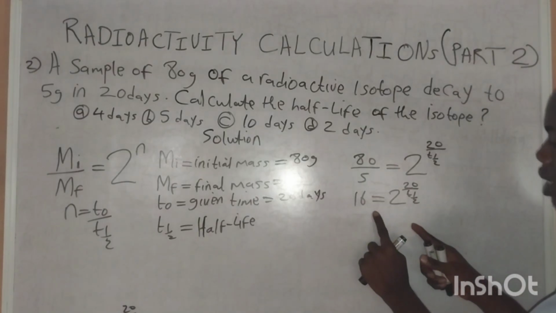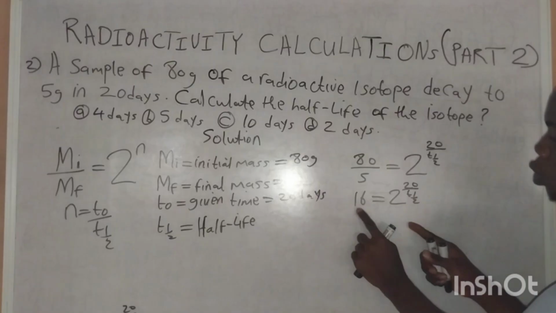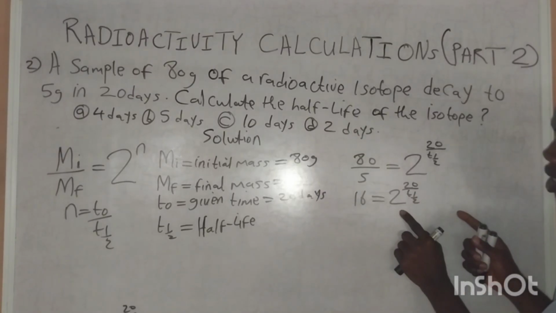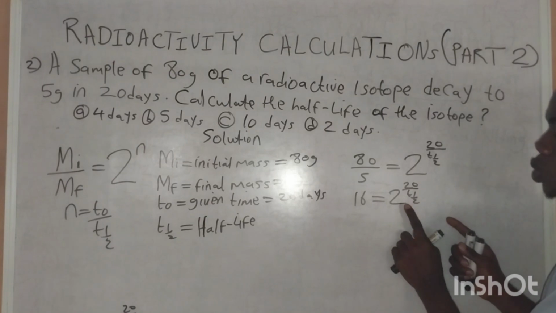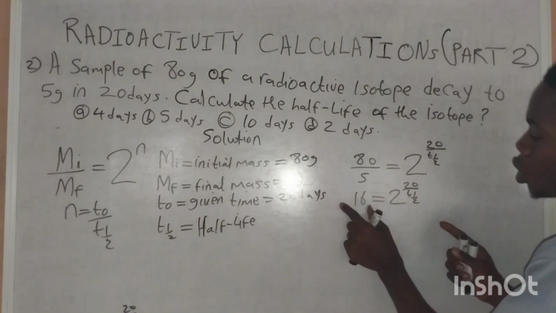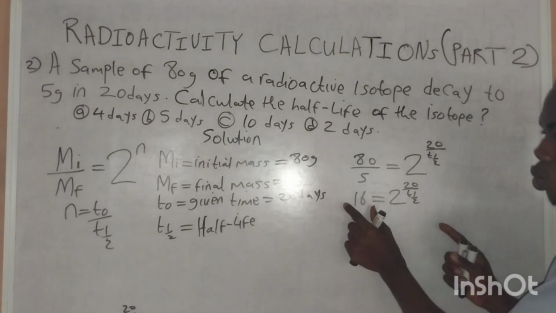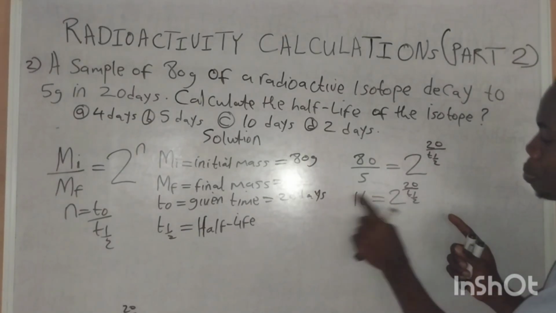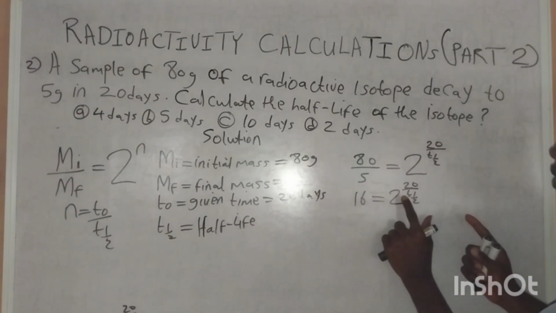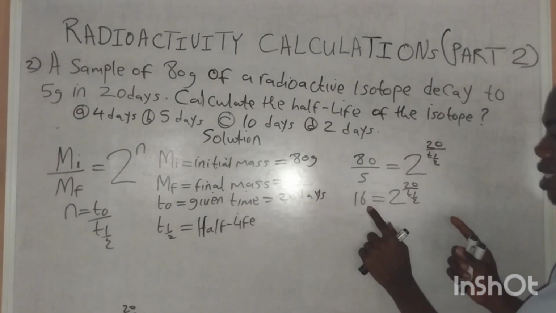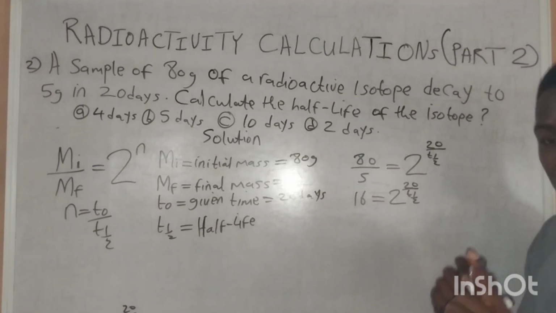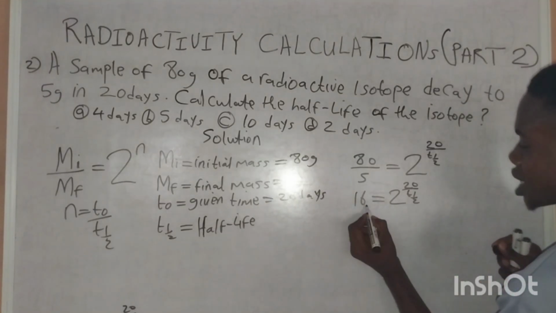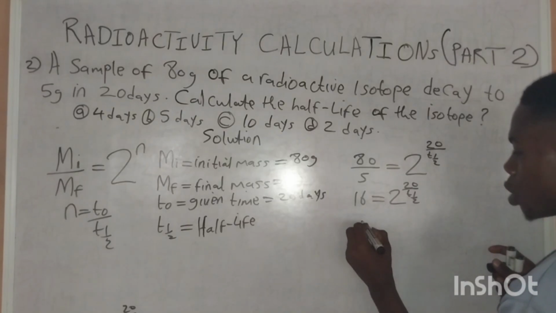Now what we are going to do is make this 16 look like 2 whole number raised to 20 over half-life. We are going to have a base here also, and the two bases must be the same on both sides. Now, 2 raised to what will give us 16? 2 raised to 4 will give us 16. So this 16 will now become 2 raised to 4.